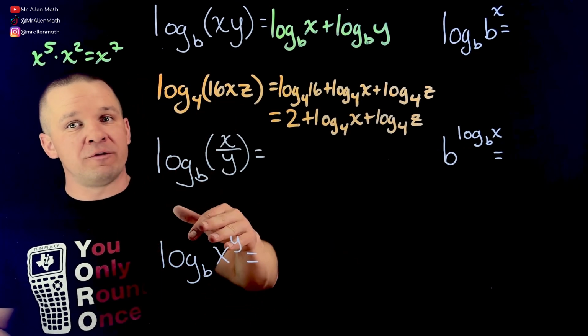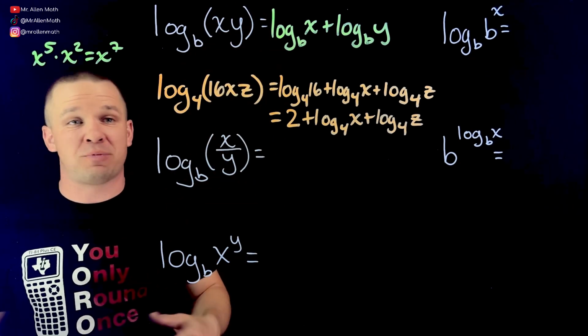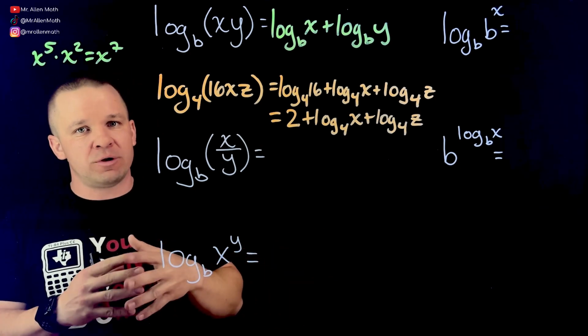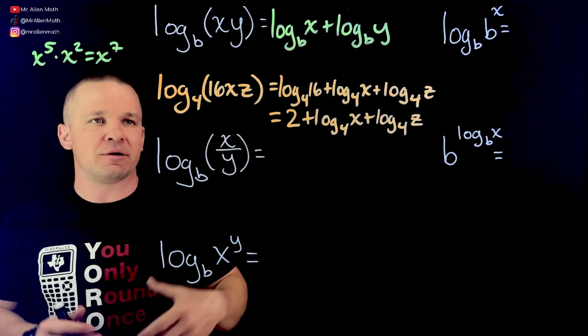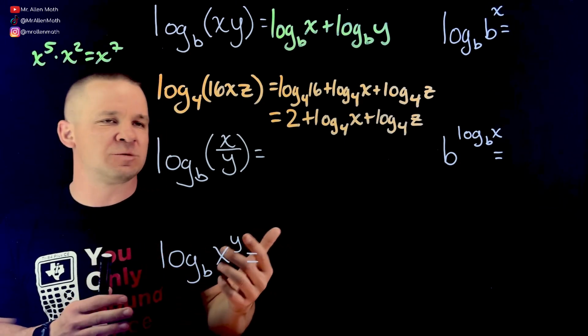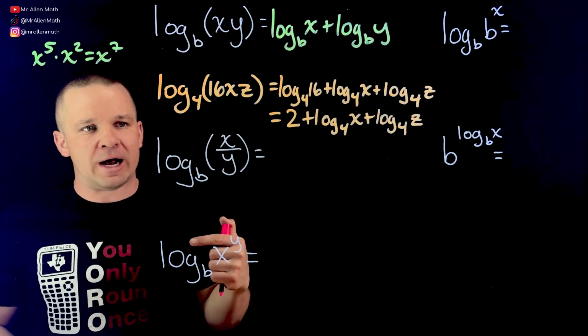As we get moving, we can actually use all three of these properties in an example. I've got some examples in other videos where you can see them in conjunction with each other. Here we're going with basics, so I'll keep it to one property for each. Maybe I'll get a little spicy. We'll see. All right, log base b of x over y.